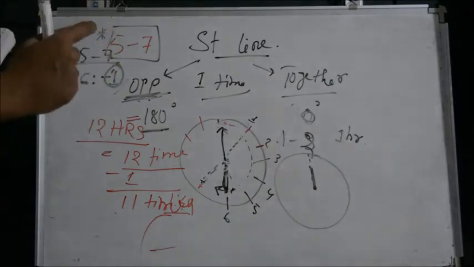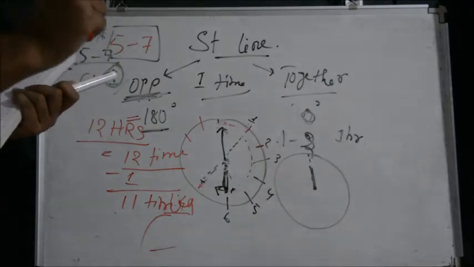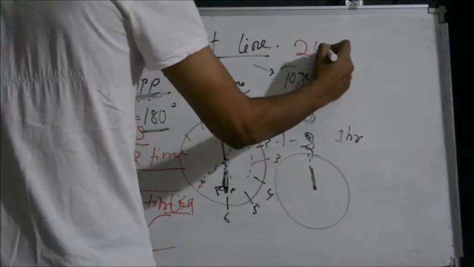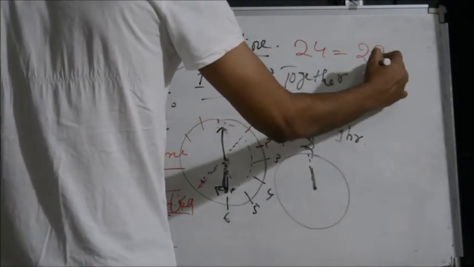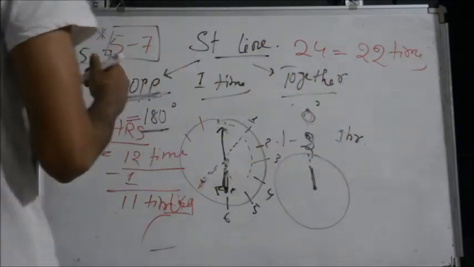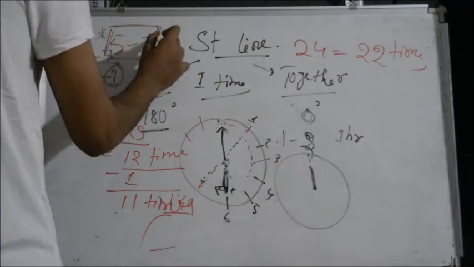So, in 12 hours, 11 times there will be a straight angle. So, in 24 hours, it will be 11 into 2, 22 times of straight angles. So, an exception we have to remember, 5 to 7.